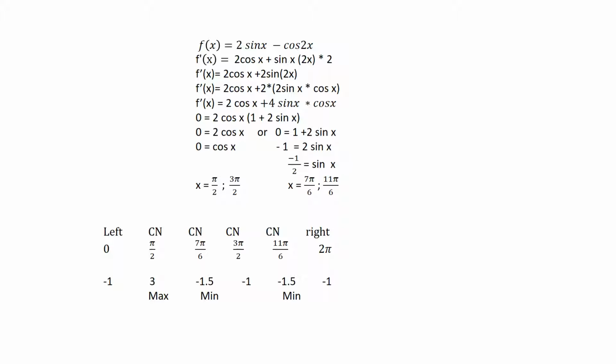Okay, so we look at our values now. The largest value was 3, so that means our absolute maximum occurs at pi over 2 comma 3. Notice we have two minimum values that are equivalent, so we're actually going to have two minima this time. The first minimum occurs at 7 pi over 6, negative 1.5, and the other minimum occurs at 11 pi over 6, comma, negative 1.5.